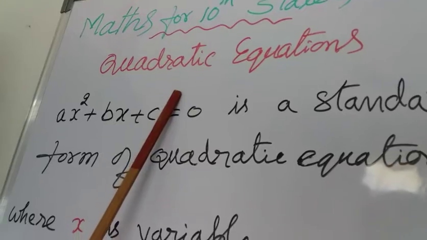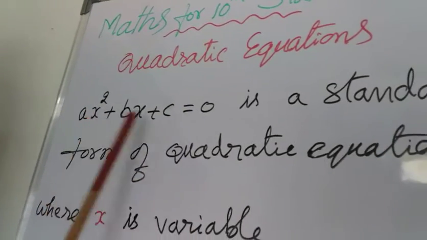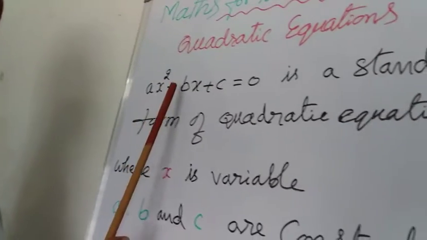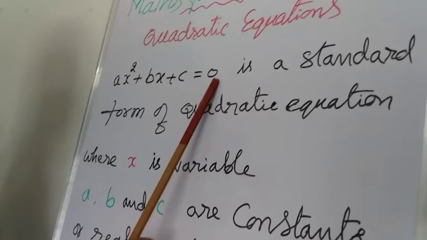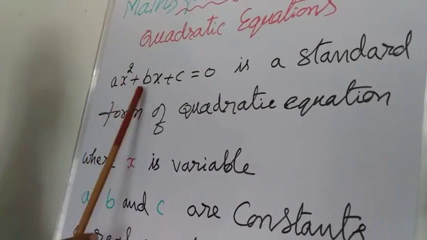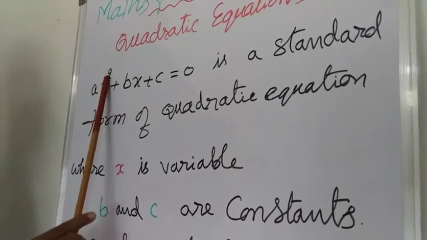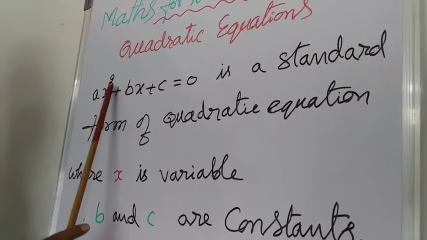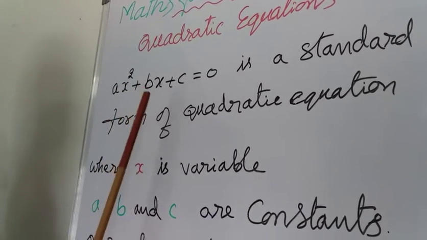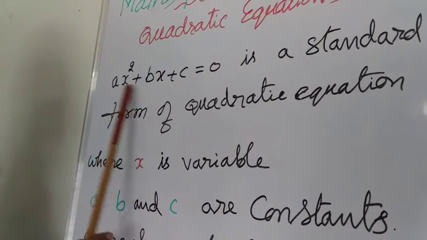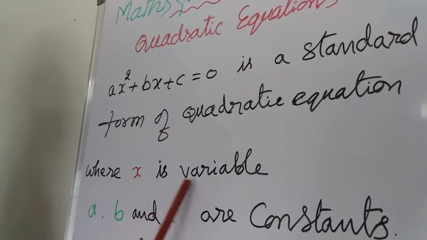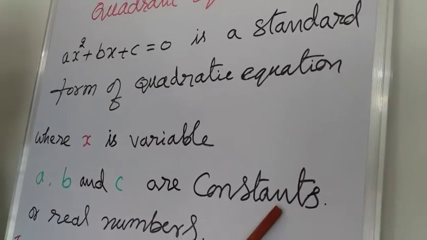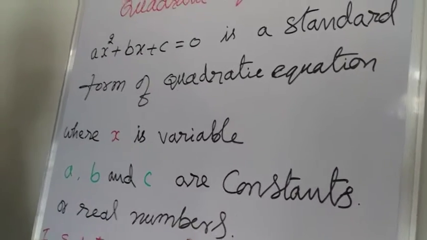In quadratic equations, this is called the standard form of a quadratic equation, that is ax square plus bx plus c equal to 0. This is quadratic because its exponent is 2. If the highest exponent is 1, that is a linear equation. Now, in this equation, x is the variable, and a, b and c are constants or real numbers.